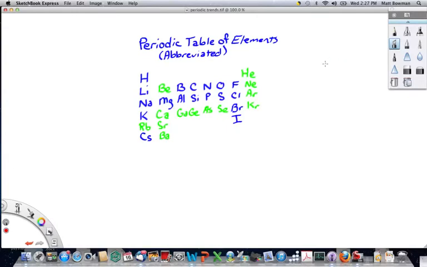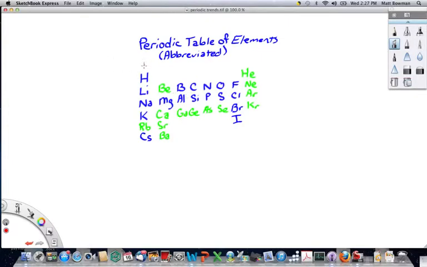Here we have an abbreviated periodic table of the elements. These elements are going to be the ones that we're going to be using throughout Chem 343. The ones in green are not that useful to us. The ones in blue we'll see quite a bit of. Now, the periodic table is really divided into different families.